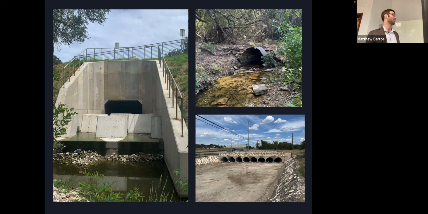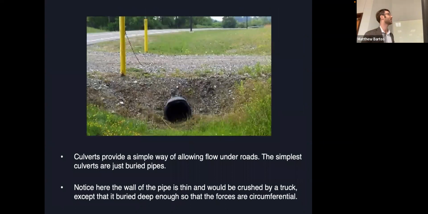But the primary purpose of culverts, no matter what size they are, is pretty much the same, which is essentially to act as conduits that convey stream flow through underneath roadways or other obstructions. Okay. So culverts provide a way of allowing flow under roads. This is probably their primary use.